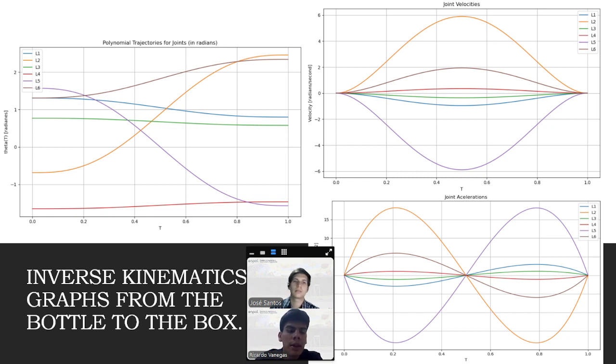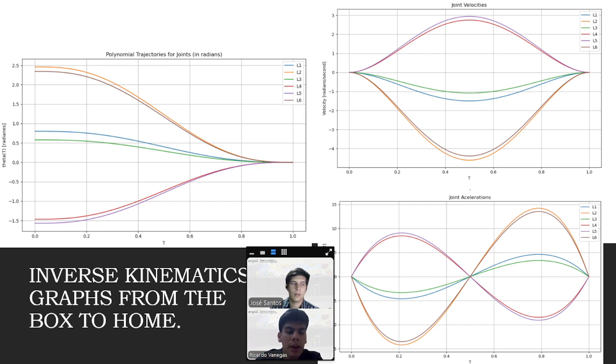Then the graph from the bottle to the box is the same. The curves are also smooth. Finally, in the graph from the box to the home, we see how all the joints go back to zero.